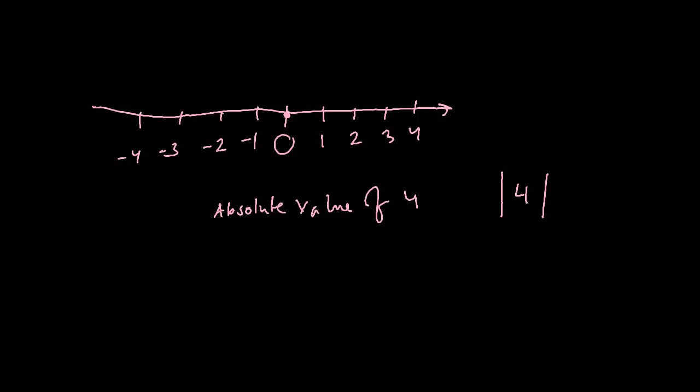So if you count it, it is going to be 1, 2, 3, 4. So the absolute value of 4 is going to be 4. On the other hand, if you want to know the absolute value of -4, we give two vertical lines like that and we write -4 inside. So if we count now, the absolute value of -4 is the distance of that particular number from the origin. So 1, 2, 3, 4. So the value would be 4.